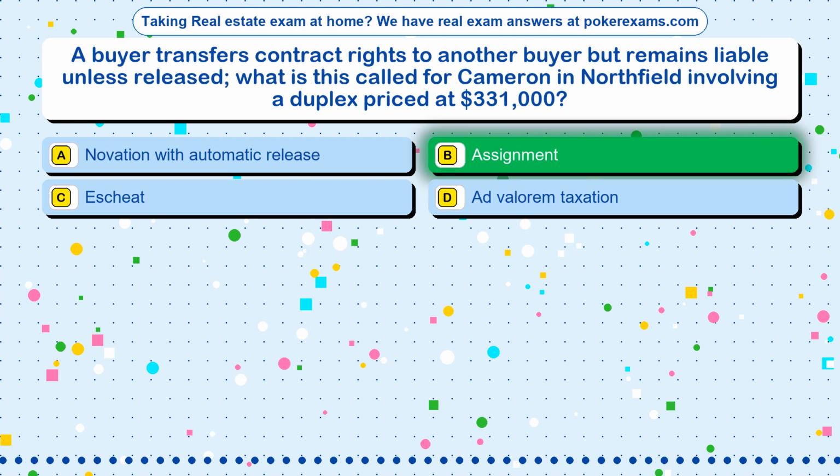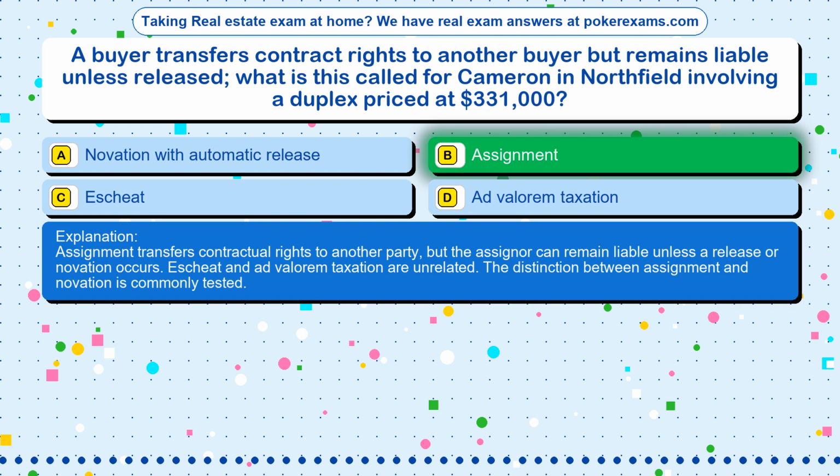The correct answer is option B. Assignment. Assignment transfers contractual rights to another party, but the assignor can remain liable unless a release or novation occurs. Escheat and ad valorem taxation are unrelated. The distinction between assignment and novation is commonly tested.